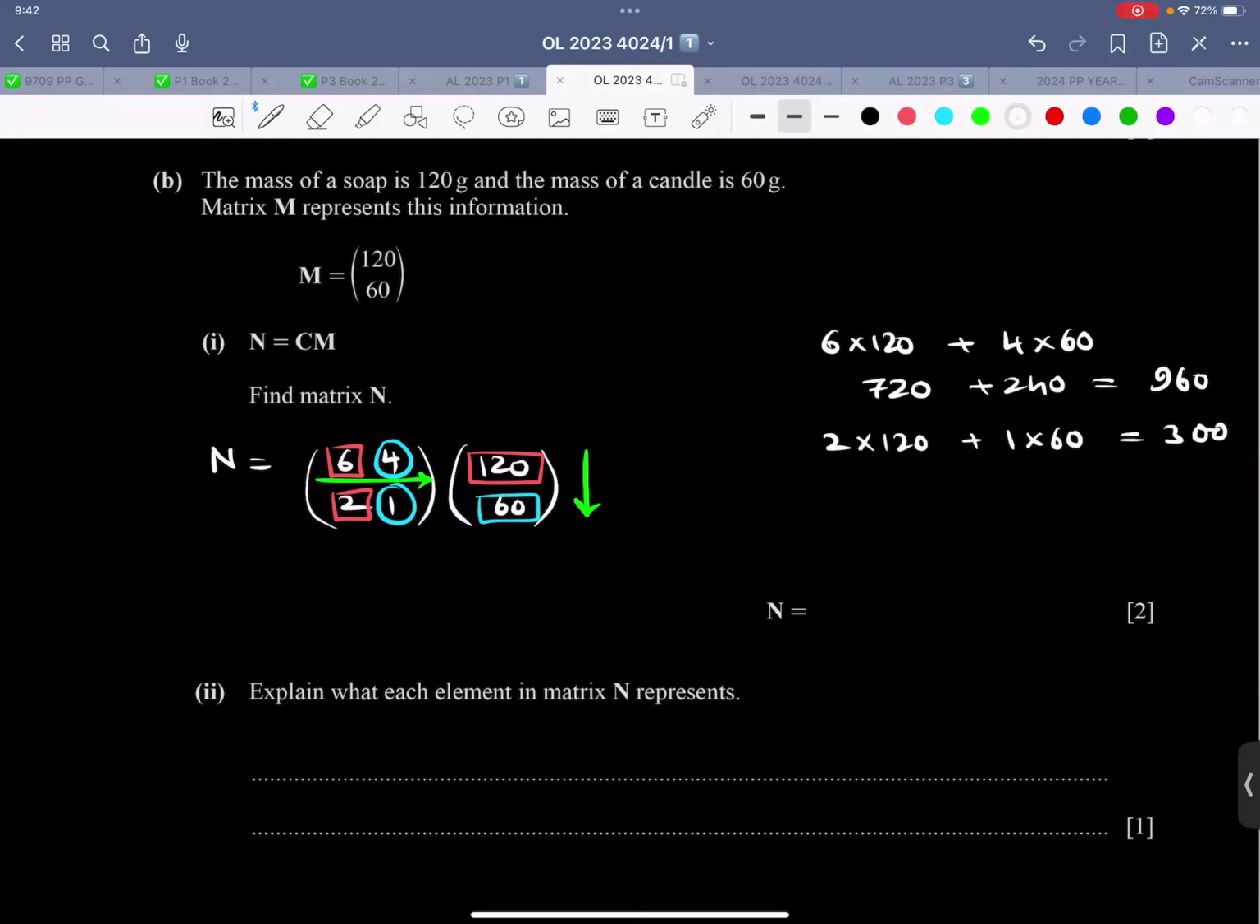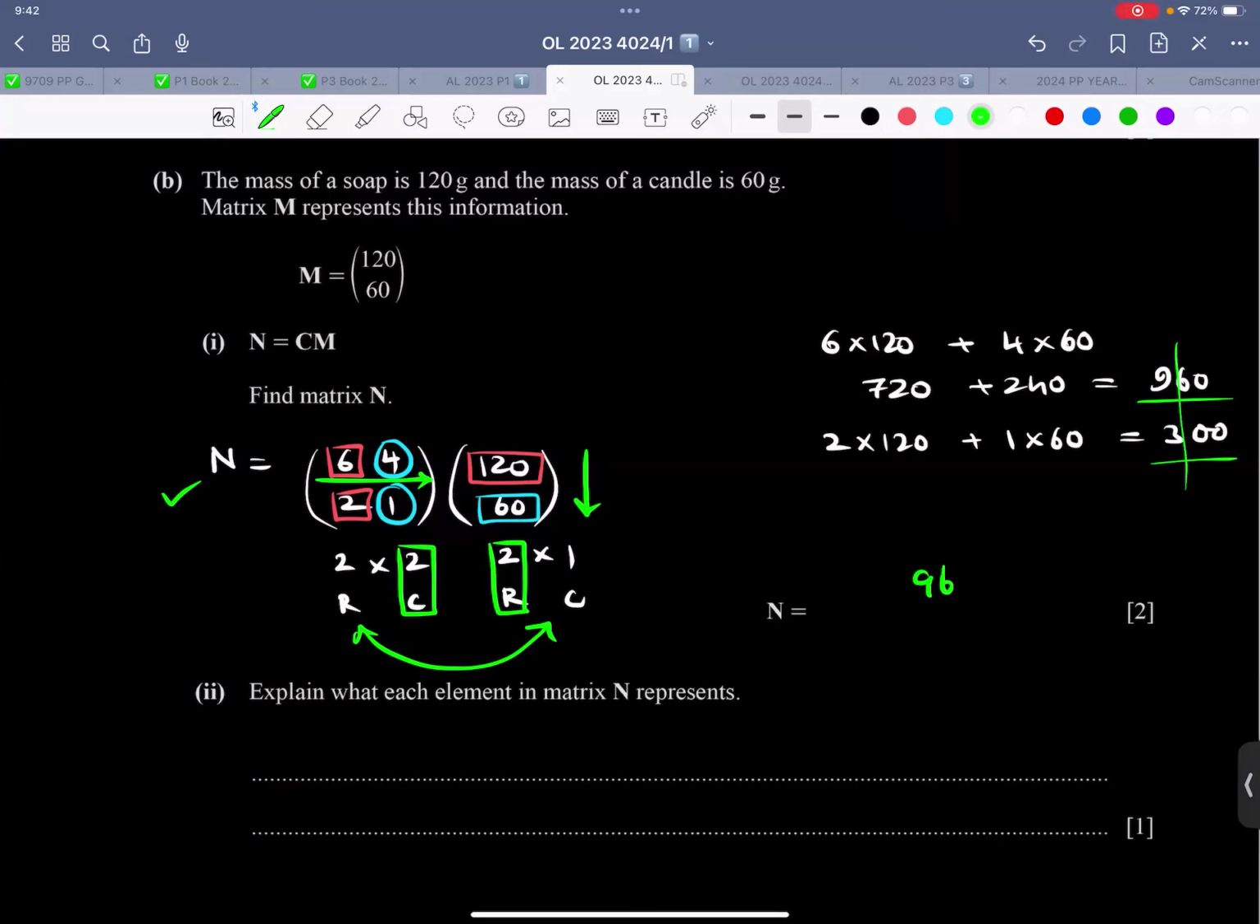Now also make a habit of writing this as a 2 by 2 matrix. This is row into column. This is a 2 by 1 matrix, 2 rows and 1 column. If these two are the same, multiplication is possible. Naturally, it was possible. That's why the question was asked. How would the answer look? 2 rows, 1 column. So the answer is 960 and 300.